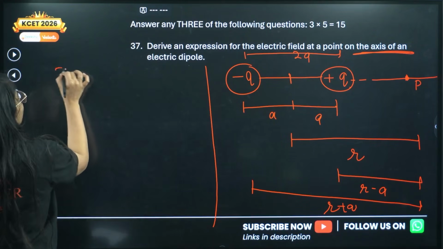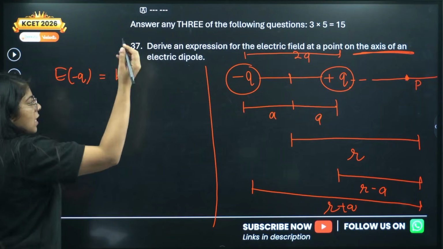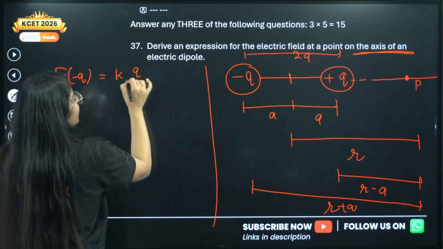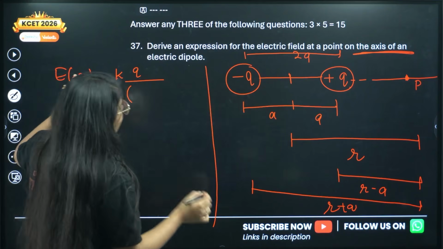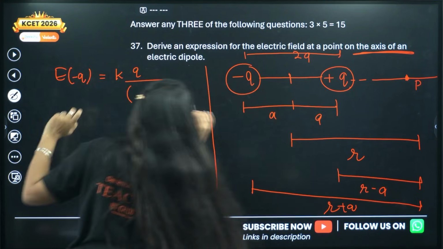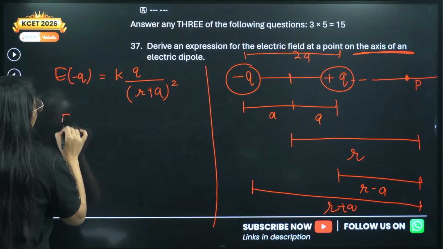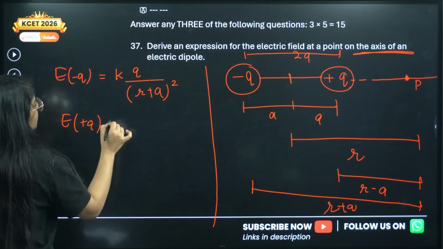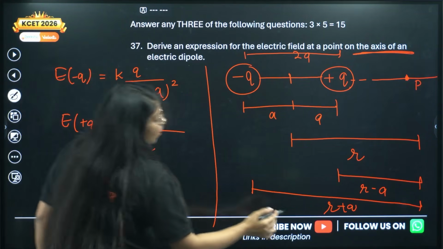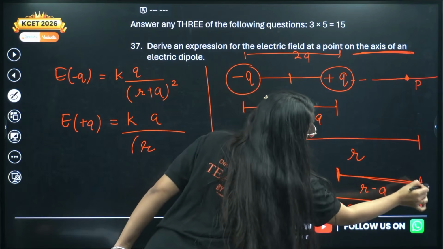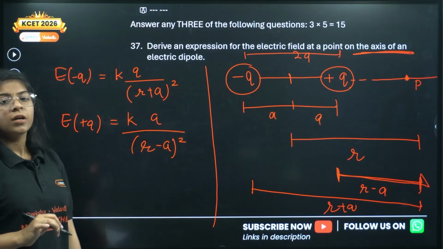So the electric field due to minus q will be what? K, that is our constant, Q divided by the square of the distance. So from minus q, the distance is r plus a, that is r plus a whole square. Due to plus q, it is kq divided by r, now the distance from plus q is r minus a. So this is r minus a whole square.